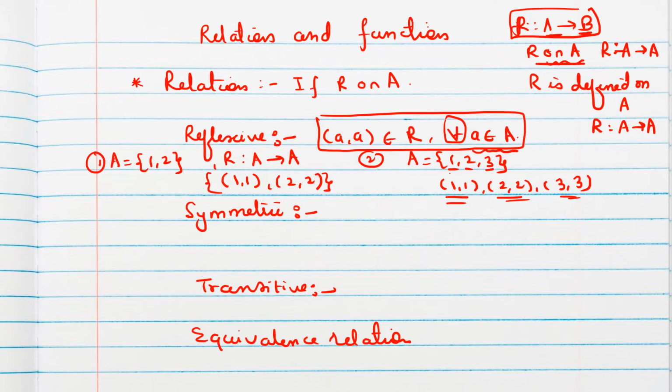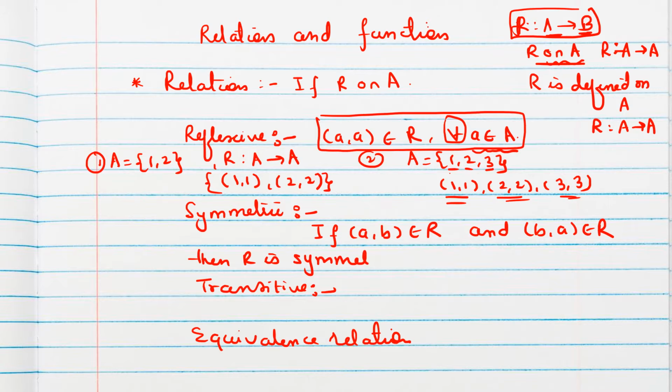Now for symmetric we have a conditional statement. Conditional statement means if (a, b) belongs to R, then (b, a) belongs to R, and then R is symmetric. If (a, b) is there, (b, a) is also there, then we will say symmetric. For example, suppose in a relation (1, 2) is there and (2, 1) is also there, then we will say this relation is symmetric.